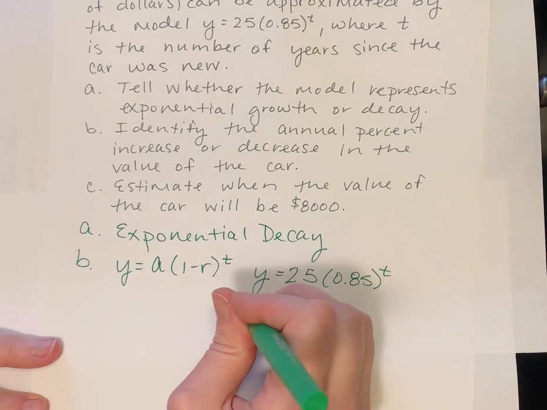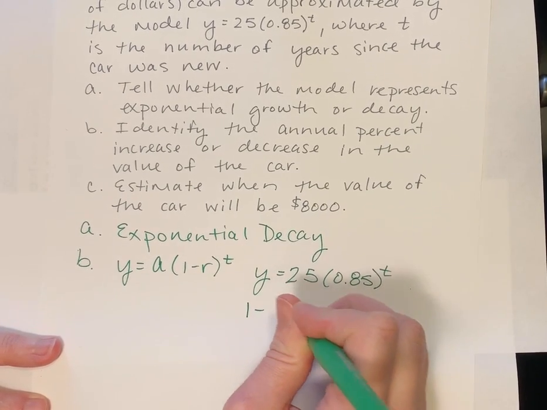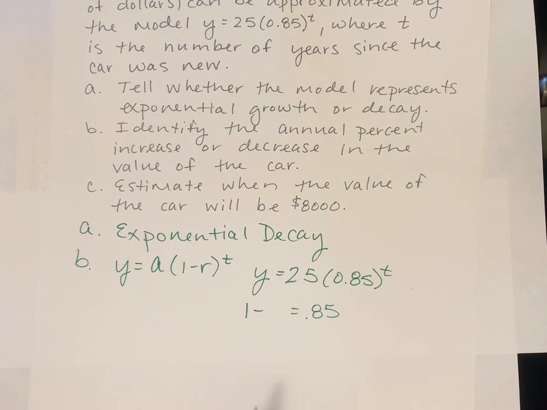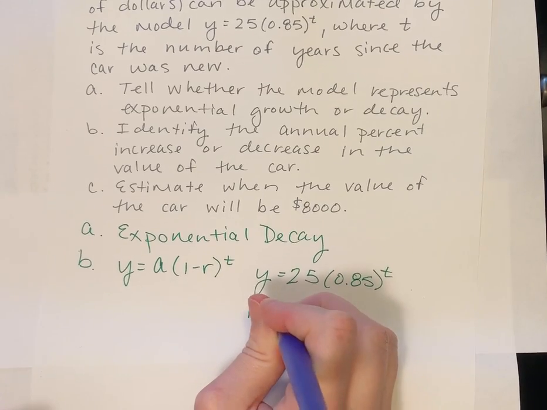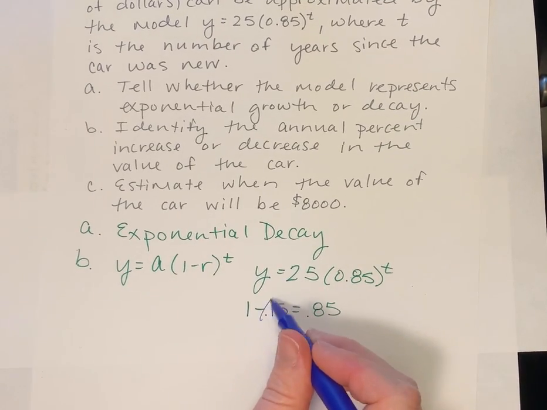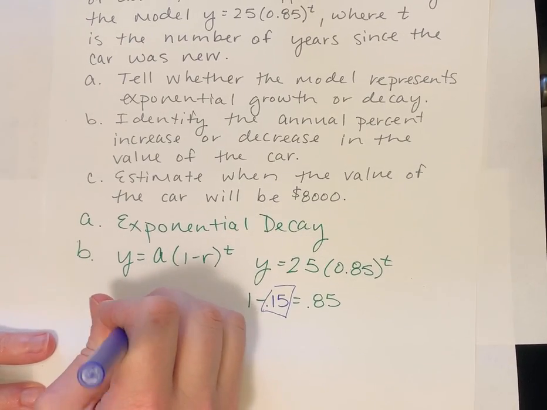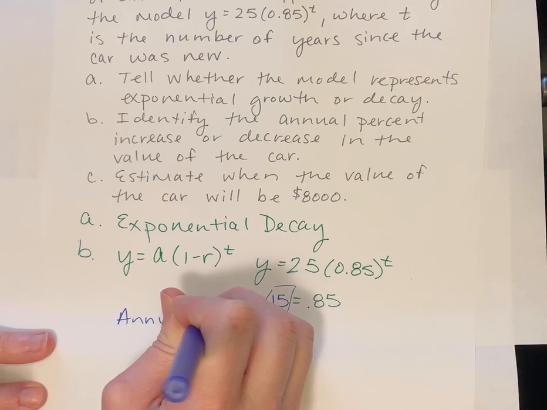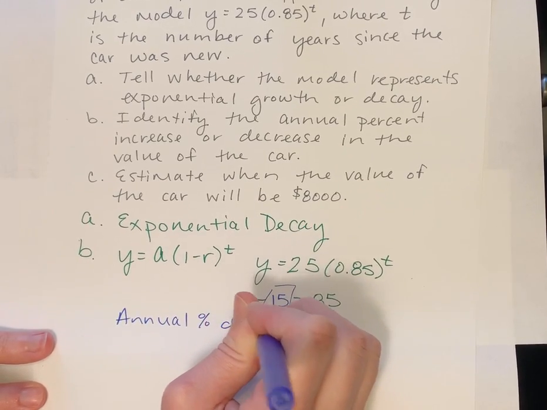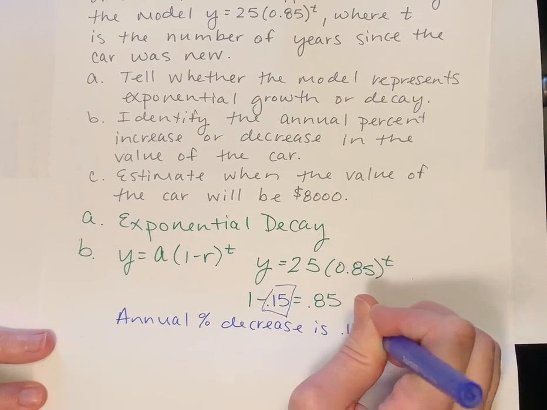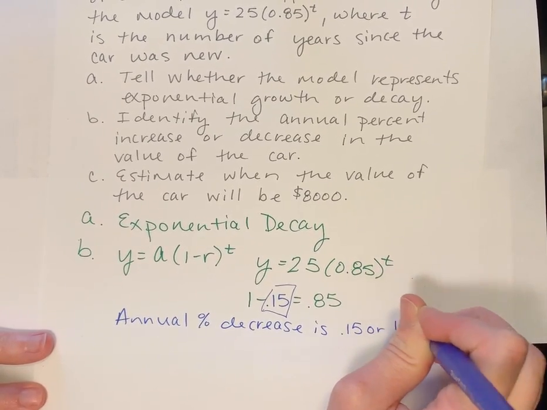So 1 minus what is going to give me 0.85? 1 minus 0.15. So in this case, my decrease is 0.15. So my annual percent decrease is 0.15 in decimal form, or 15%.